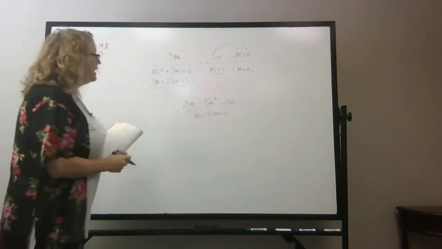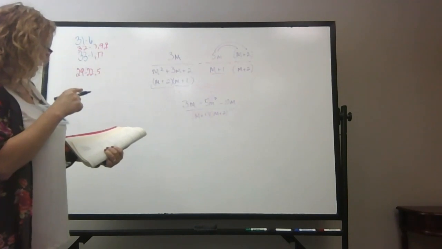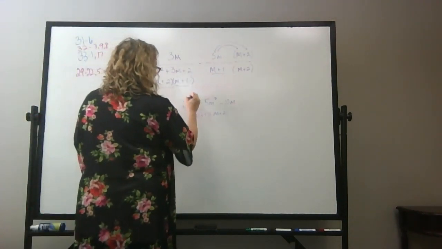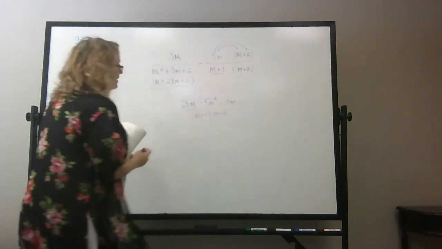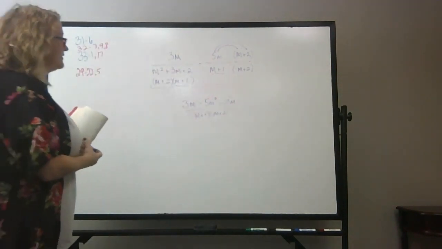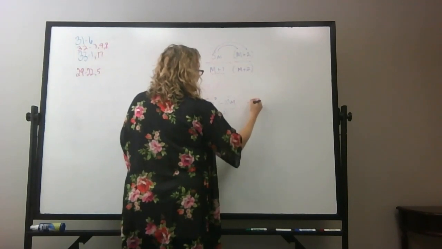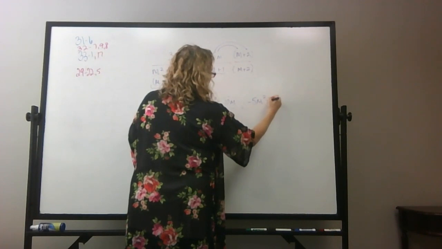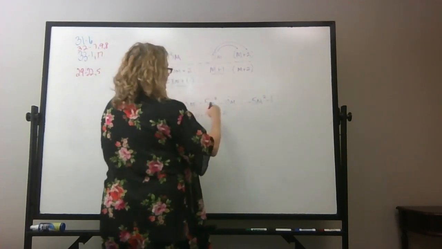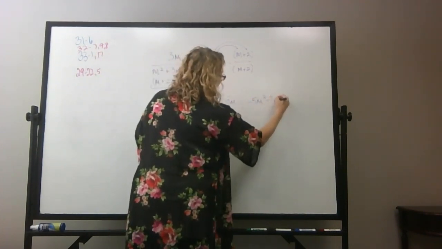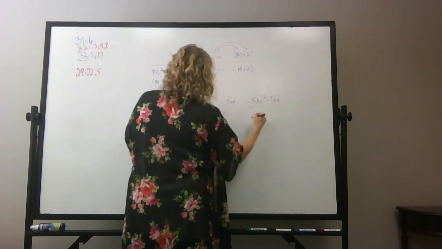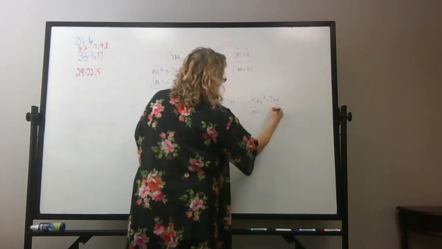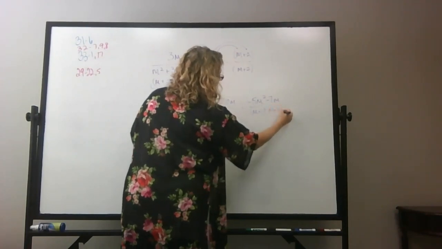All right, I can combine those, these right here. I've got this 3m and the negative 10m. So it's going to give me negative 7m. So I'm going to wind up with this negative 5m squared minus 7m over m plus 1 times m plus 2.